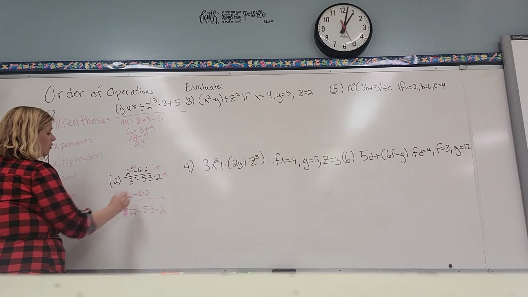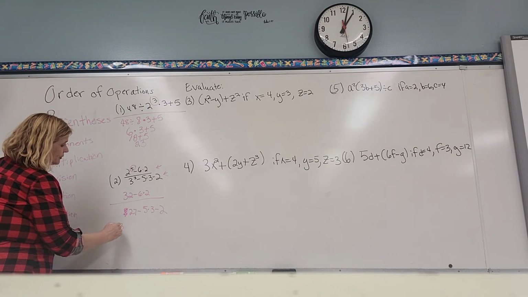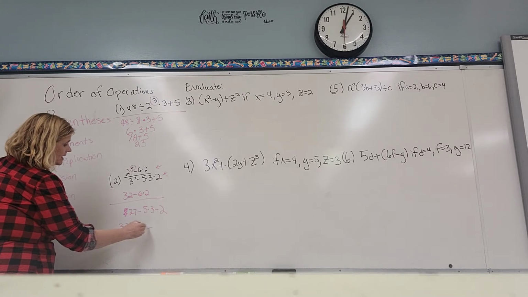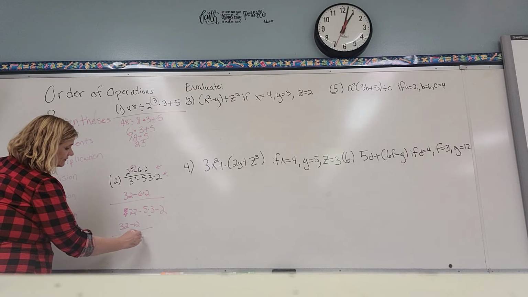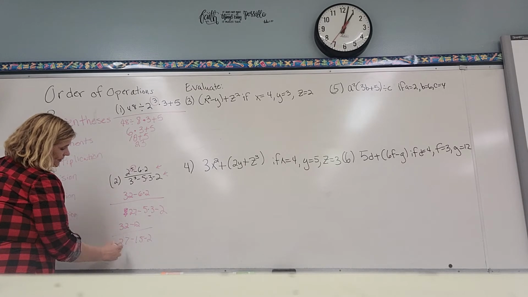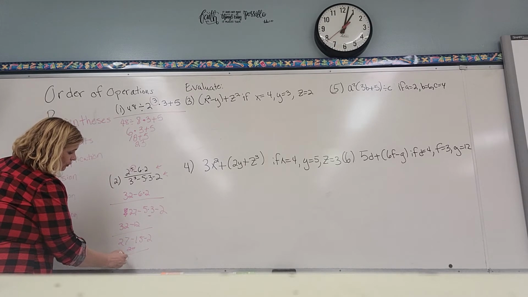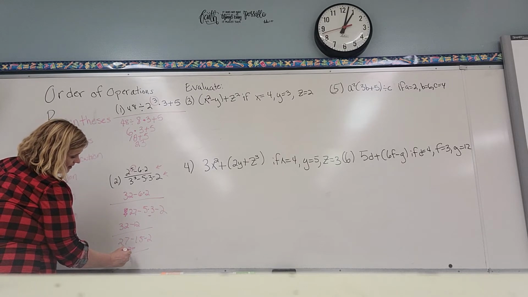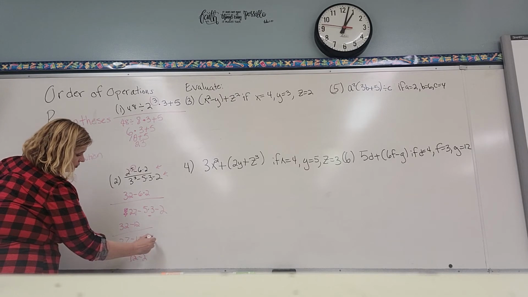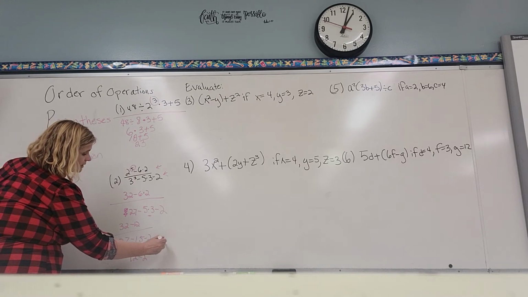So on the top, we go over to the multiplication. 32 minus 12. On the bottom, we go over to the multiplication. 27 minus 15 minus 2. So on the top we get 20, on the bottom, 27 minus 15 is 12 minus 2. 20 over 10, which we can simplify to 2.